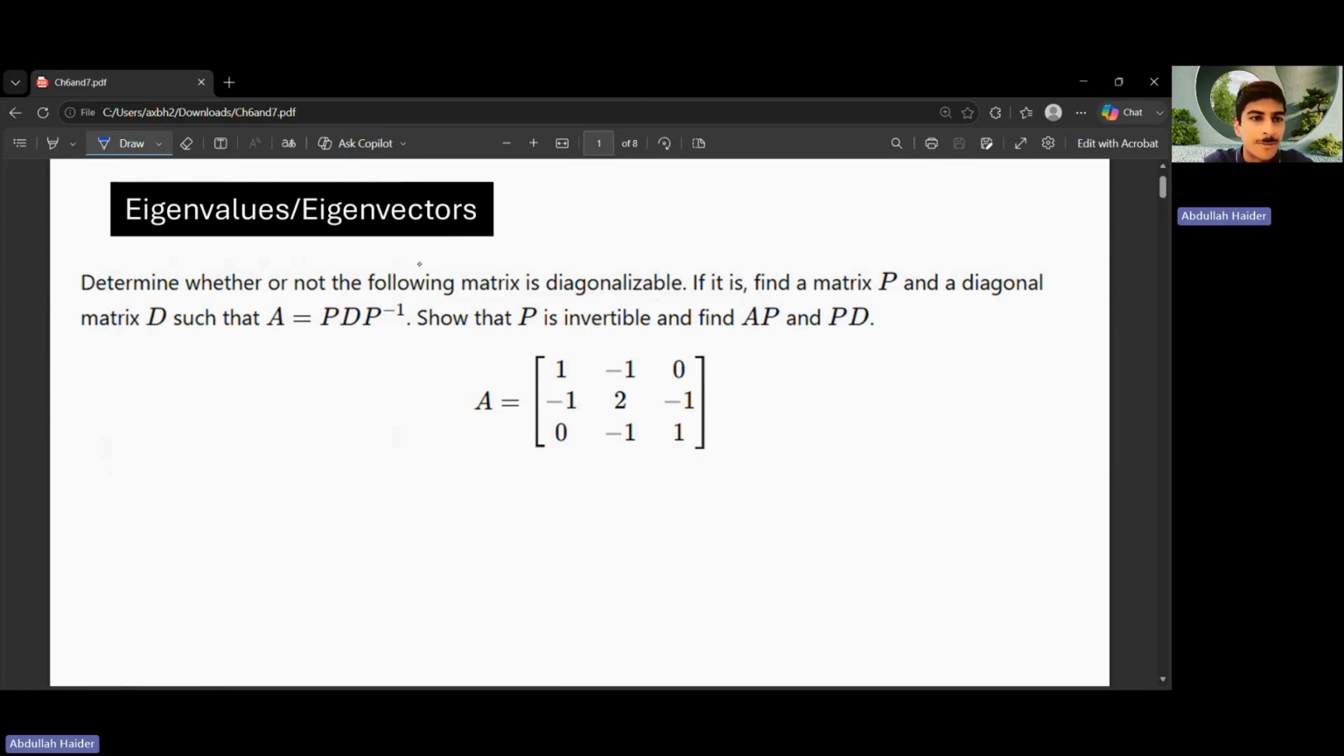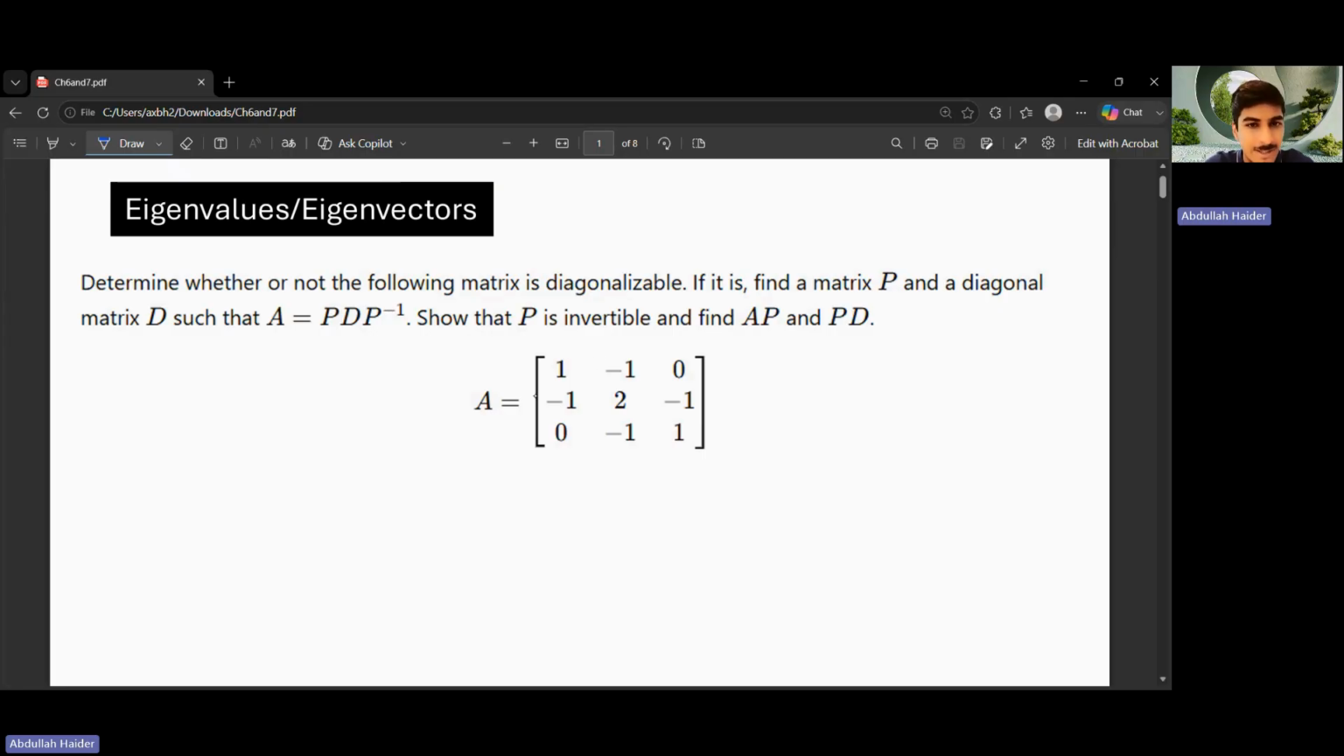So determine whether or not the following matrix is diagonalizable. If it is, find a matrix P and a diagonal matrix D such that A is equals to PDP inverse. Forget all of this for now. Forget whatever is written in the question for now.